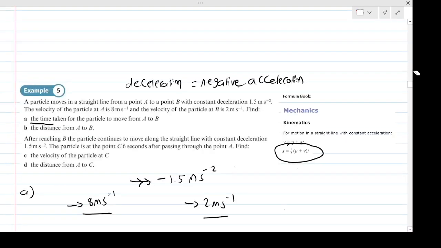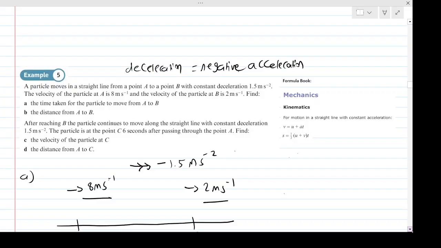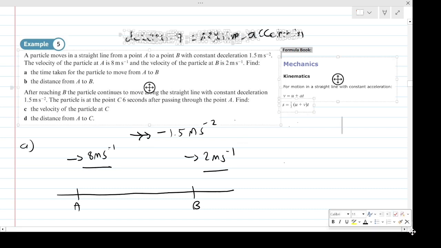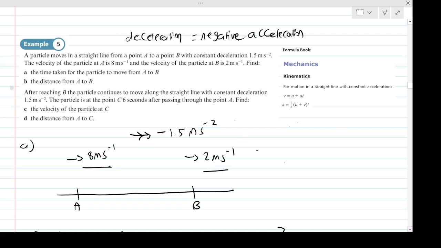Right, then we're given something else. We're told after reaching B, the particle continues to move along a straight line with constant deceleration 1.5, so the same acceleration, minus 1.5. The particle is at the point C, 6 seconds after passing through A. So if I extend the line, we're at a point C now, and again the acceleration continues to be minus 1.5.